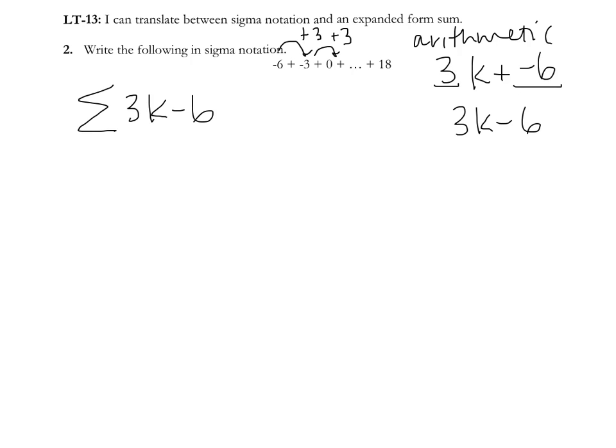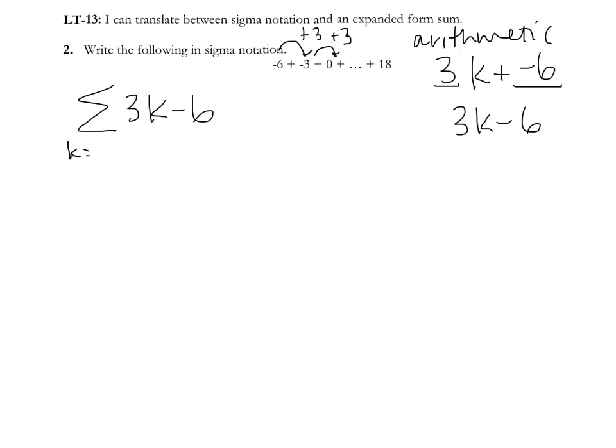So now the harder thing to figure out is what are the k values that I should start on and end at. So we know that at the bottom, that's going to be the k value that we would plug into our function formula to get the first term. The k value that goes up at the top is going to be the k value that we would plug in to get the last term. So let's think about what k value we need to plug in to get negative 6.